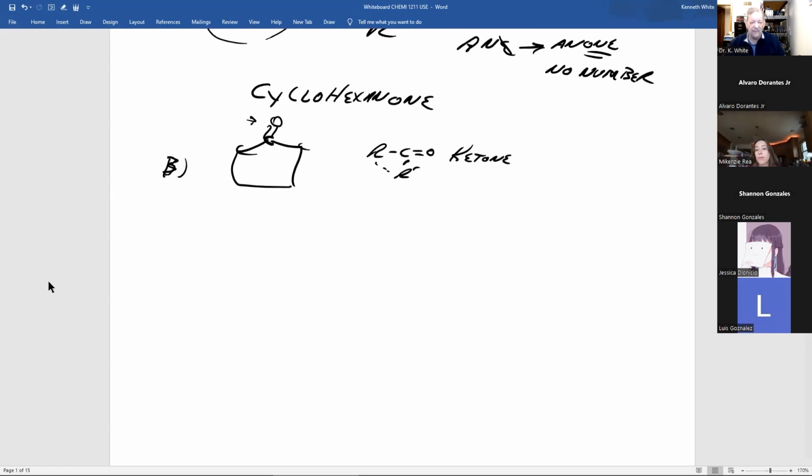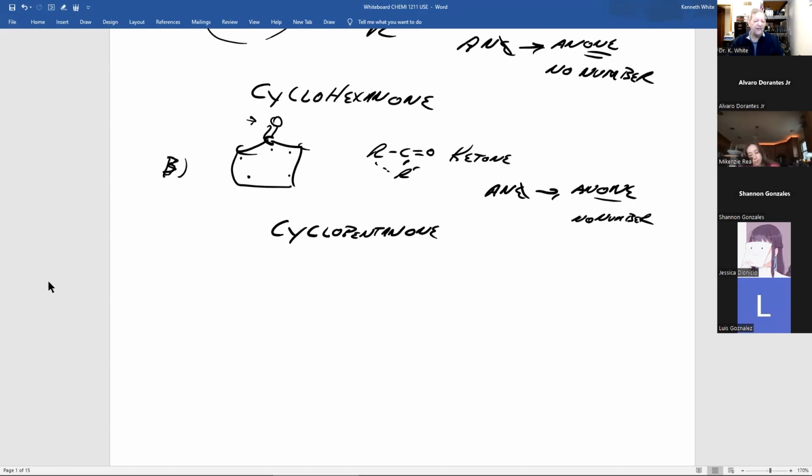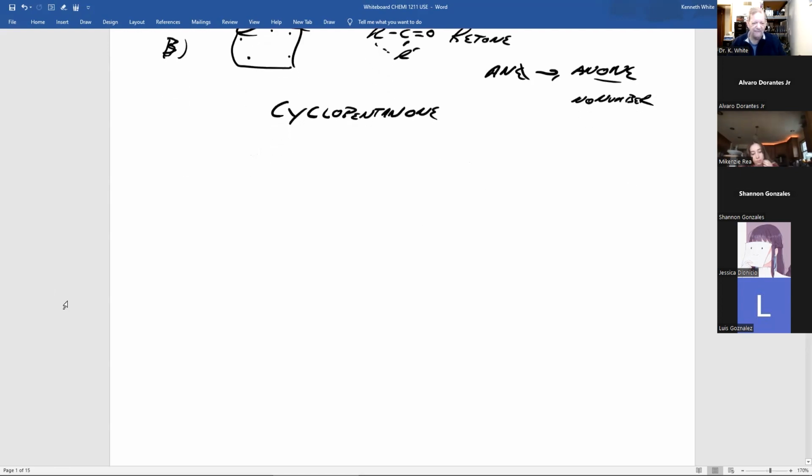Well, anyways, how many carbons in the ring? 1, 2, 3, 4, 5. 5 is pentane. It's a ring, cyclopentane. For a ketone, drop the E at the end of the cyclopentane and add ONE, and you need no number. So that's cyclopentanone. Oh, let's do another one.